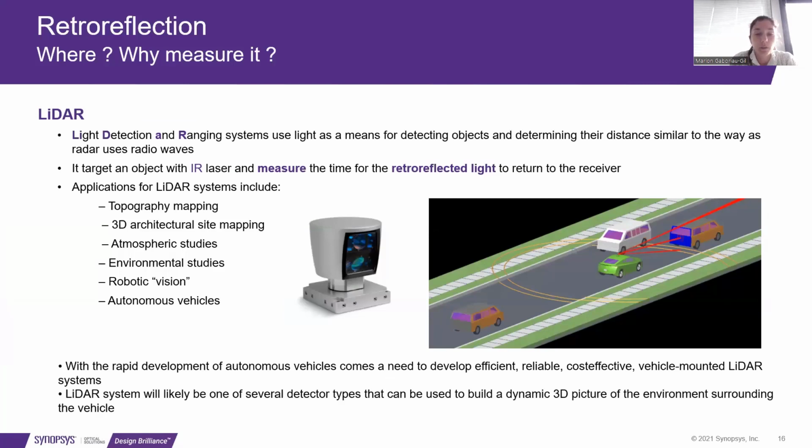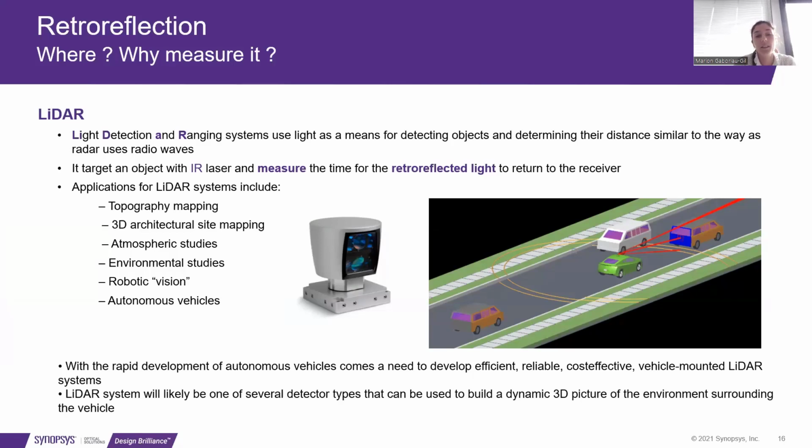Another example where retroreflection is very important is for LIDAR application. LIDAR is for light detection and ranging. This kind of system uses light as a means for detecting objects and determining the distance, similar to the way radar uses radio waves. In fact, it targets an object with an infrared laser and measures the time for the retroreflected light to return to the receiver.